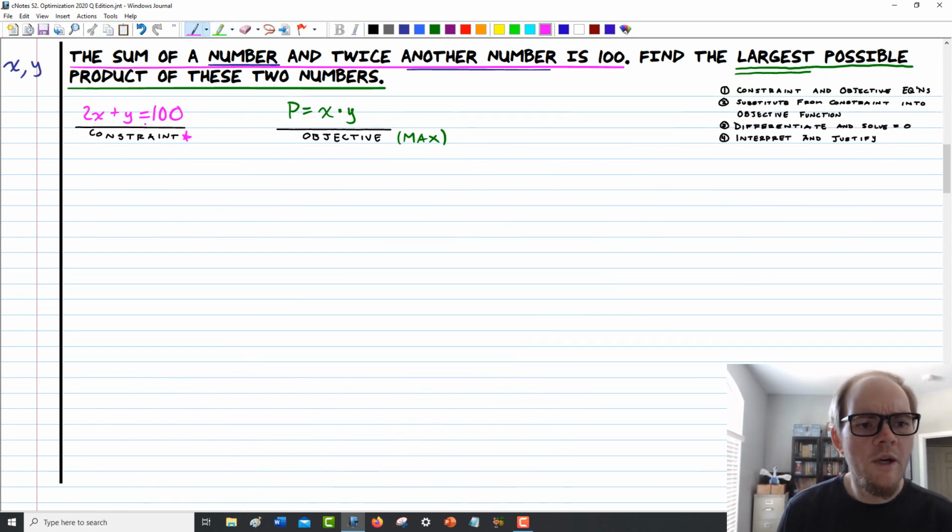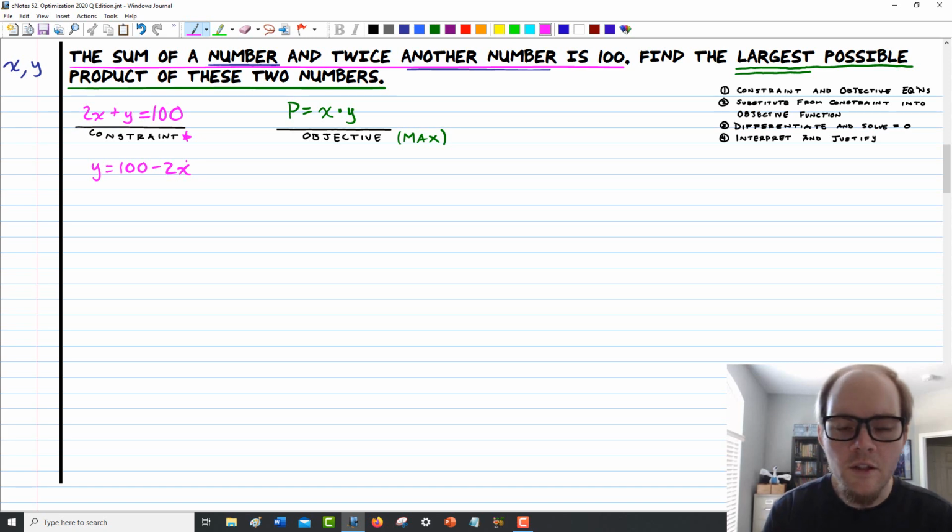Okay, so our equation 2x plus y equals 100. Once again, I'm going to choose to solve for y.